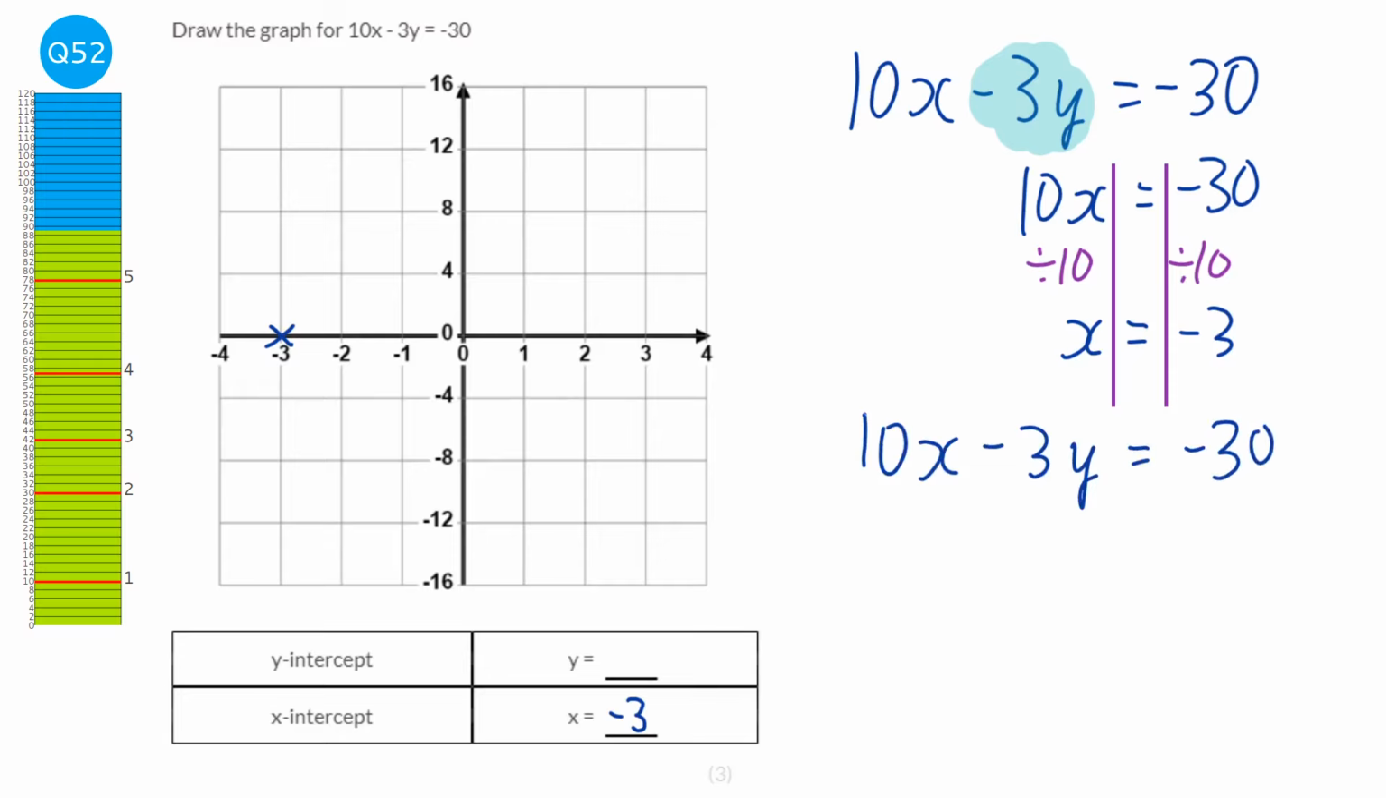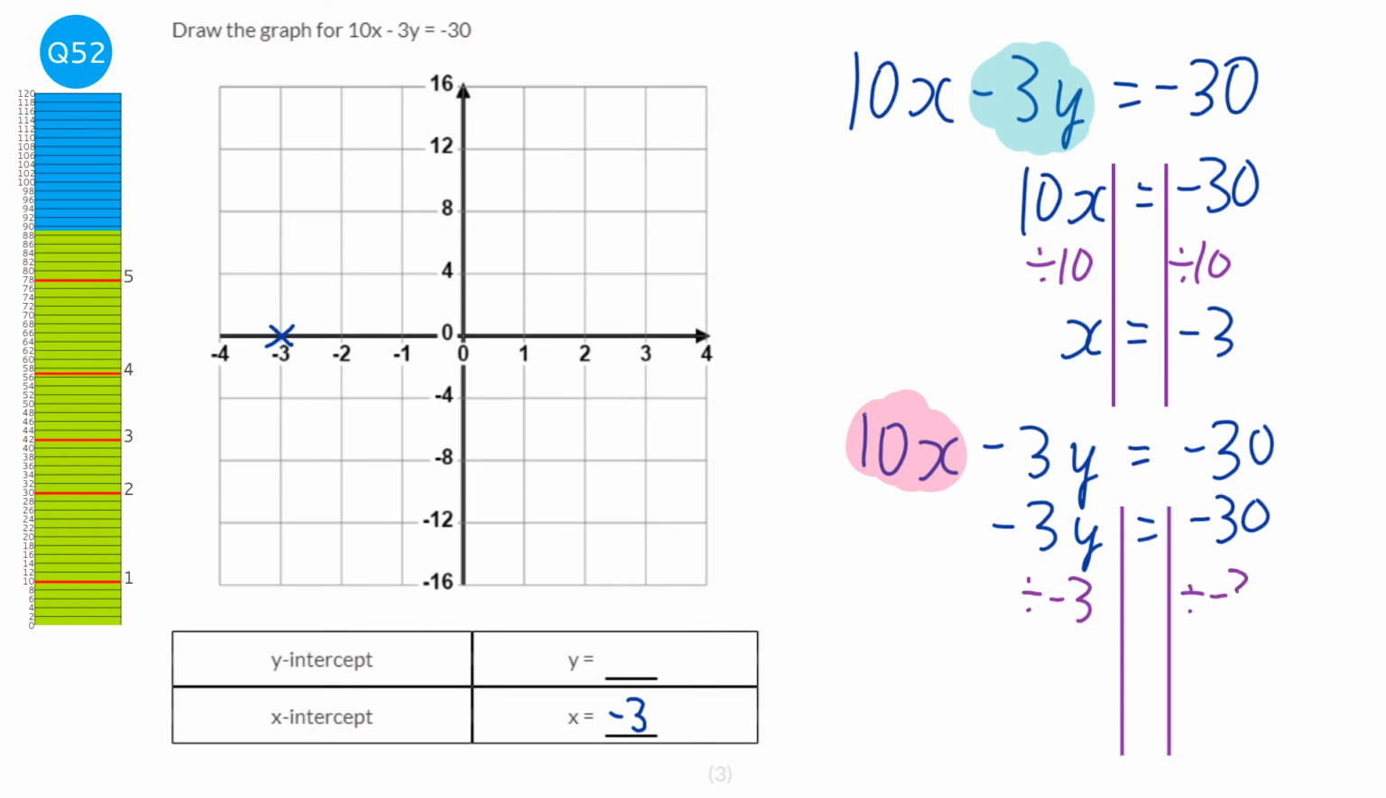But this time I'm going to cover up the x term. I'm just going to cover this up. And so we're going to end up with minus 3y equals minus 30. Again, put my lines in. And this time I'm going to have to divide both sides by minus 3. And so we've got a minus divided by minus, which is a positive. 30 divided by 3 is 10. So our y-intercept will be 10. Y equals 10. So that will be here.